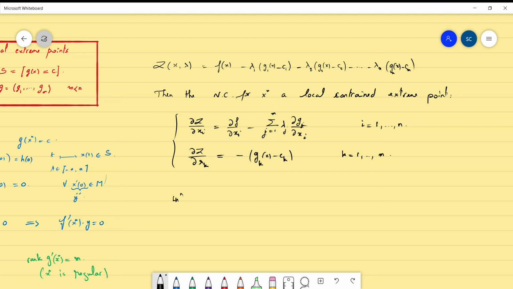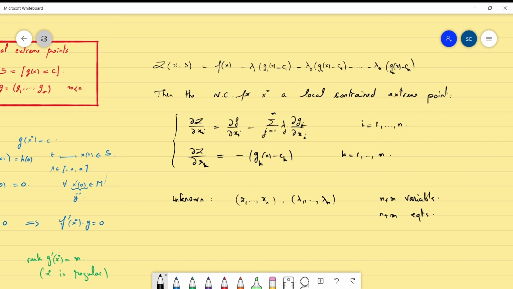The unknowns here are of course the point x with coordinates x1 to xn, and lambda 1 to lambda m. So we have n plus m variables, and we also have n plus m equations. So it is reduced to solving a system, rather than comparing using the definition, which is not evident.